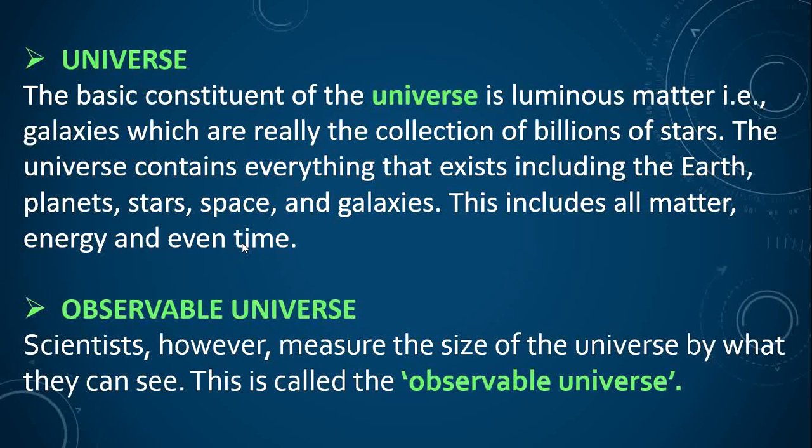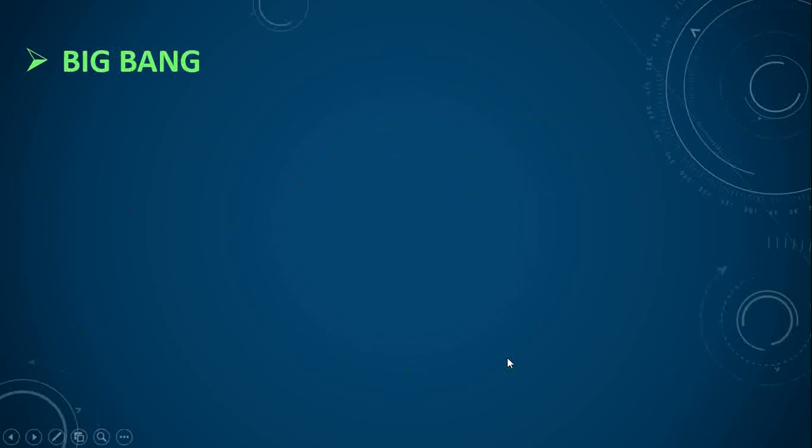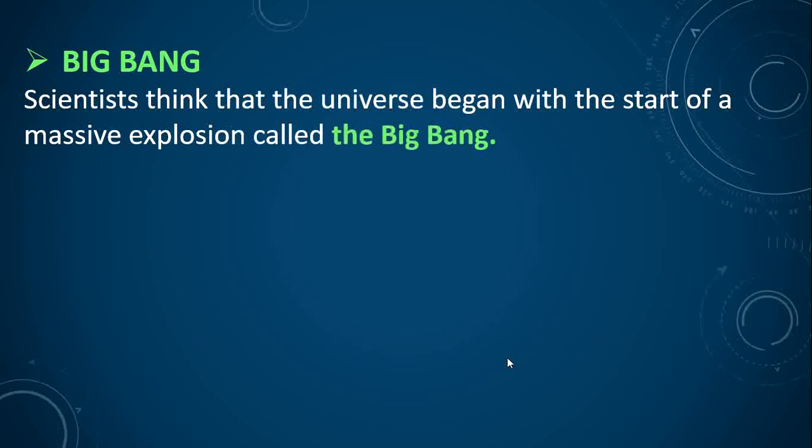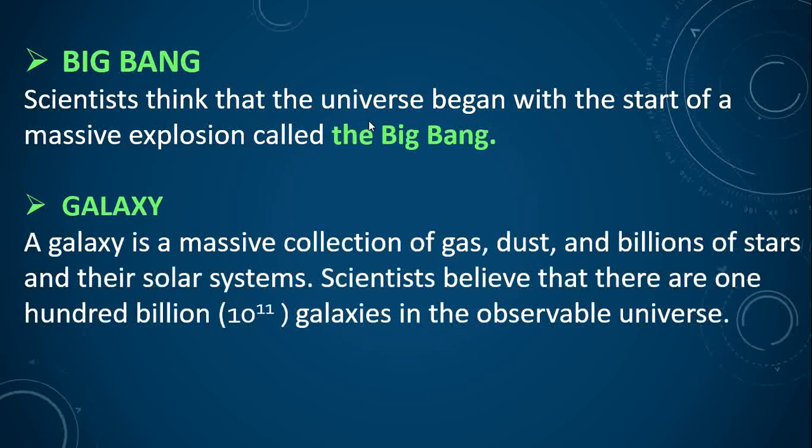Observable universe. What is called the observable universe? Scientists measure the size of the universe by what they can see. This is called the observable universe. Big Bang. Scientists think that the universe began with a massive explosion called the Big Bang. The explosion is called the Big Bang theory. Galaxy. What is called a galaxy? A galaxy is a massive collection of gas, dust and billions of stars and their solar systems. Scientists believe that there are 100 billion galaxies in the observable universe.